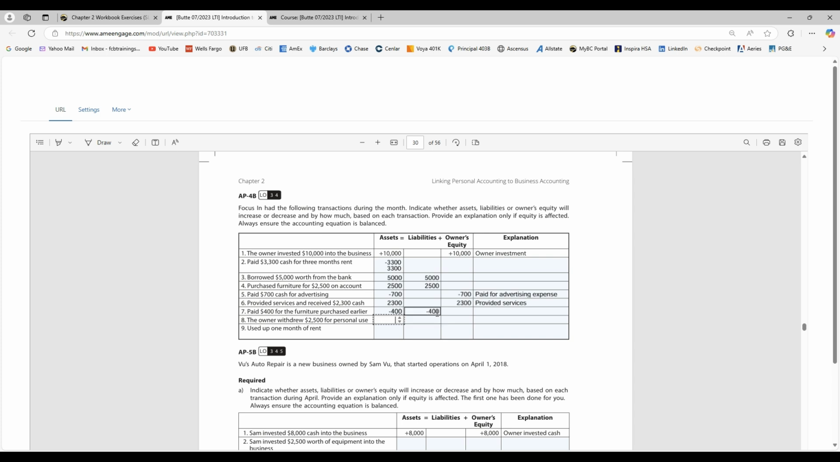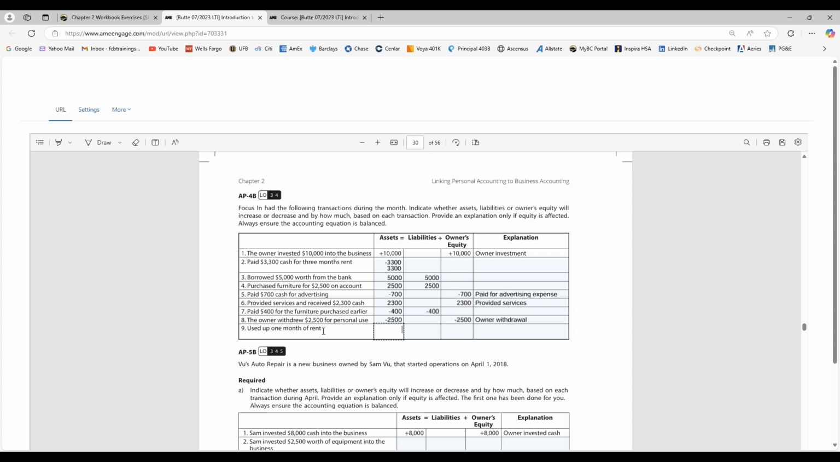And then we made a withdrawal of $2,500 from the business for the owner's personal use, so we have a reduction in cash of $2,500 and a reduction in our owner's equity of $2,500 due to an owner withdrawal. So taking money out of the business, basically.